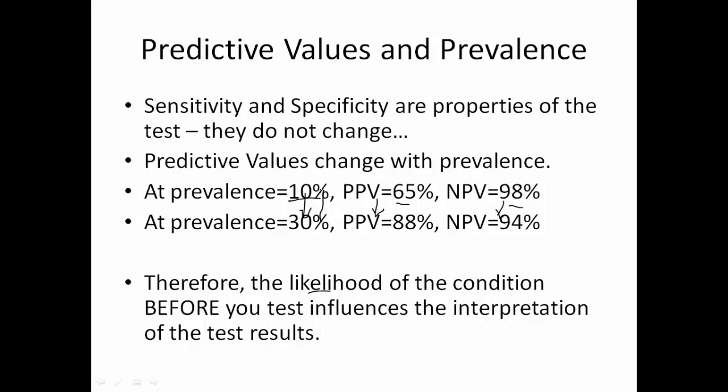Conversely, when the prevalence decreases, your negative predictive value will increase. The less likely you are to have the disease, the less likely the test will tell you that you have the disease. So the likelihood of the condition before you test influences the interpretation of the test results. And you might take some offense at that. You might say, well, that's not a very useful test. Well, that's part of the problem with these statistics and why likelihood ratios can help us somewhat with that. But at baseline, this is true no matter what test statistics we use. It's always going to be influenced by the likelihood of the condition prior to the test.